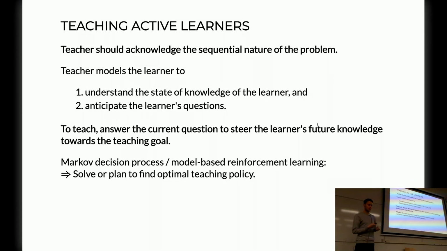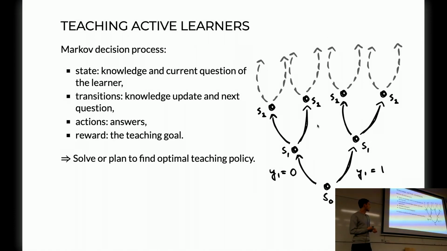So, and we formalized this using Markov decision processes, or you could use model-based reinforcement learning also. And then the teaching problem becomes just the problem of finding the optimal policy in this Markov decision process, or planning in that process. And what does this mean?